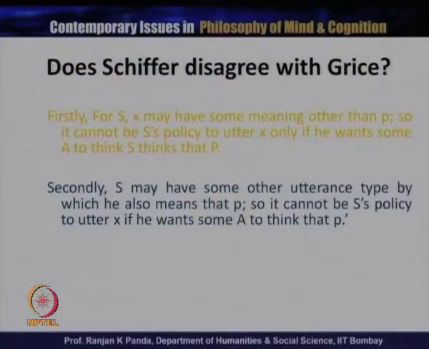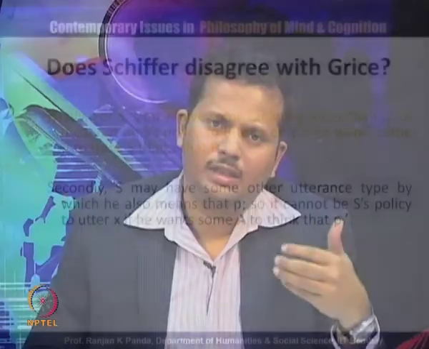We would like to see how Schiffer differs from or disagrees with Grice. Firstly, for S, that is the speaker, X may have some meaning other than P. So, it cannot be S's policy to utter X only if he wants some A to think that S thinks that P. Now, Schiffer is questioning the very intention of the speaker. How is it the case that such a coordination takes place? The Gricean intention based semantics does not explain this coordination between the speaker and the hearer. Hence, there is a difficulty that Schiffer is raising here.